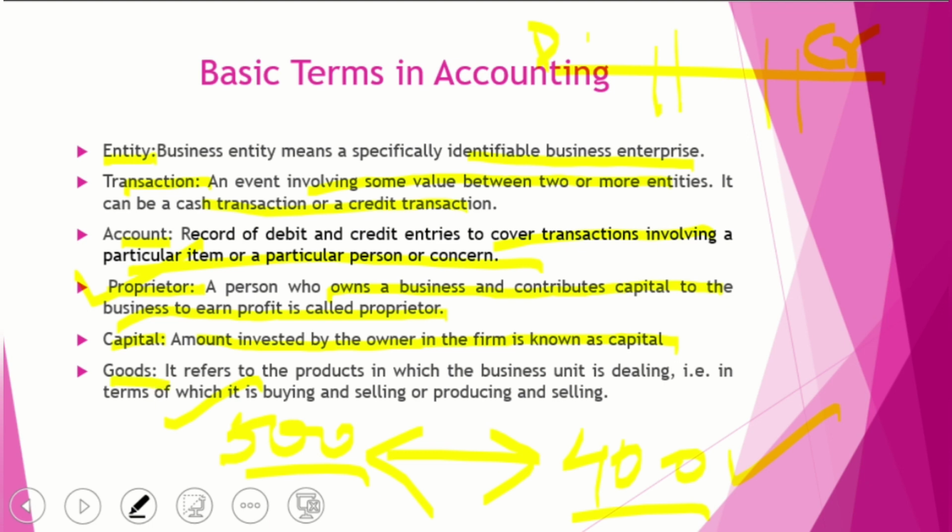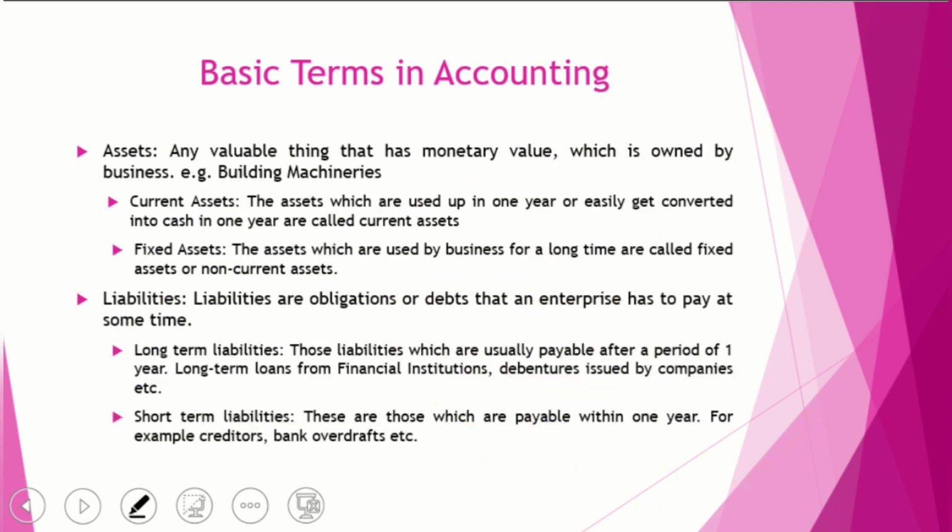Next, goods. It refers to the products in which the business unit is dealing, in terms of buying and selling or producing. Here we saw that the goods of that clothing business are fabrics, ready-made clothes, and various types of clothing stuff. Whatever a business is dealing in, purchasing, selling or producing, all those products are known as goods of that entity. Next, we have asset, a valuable thing that has monetary value, which is owned by the business.